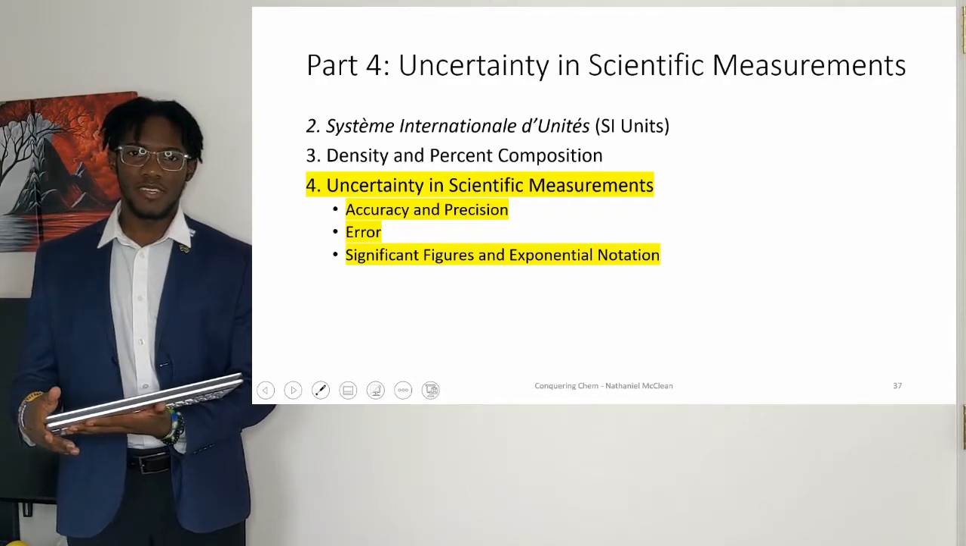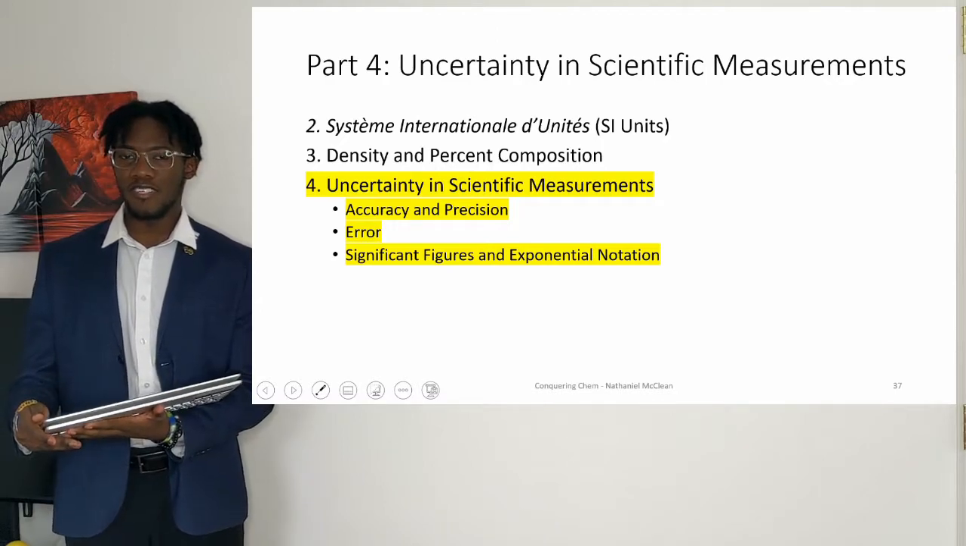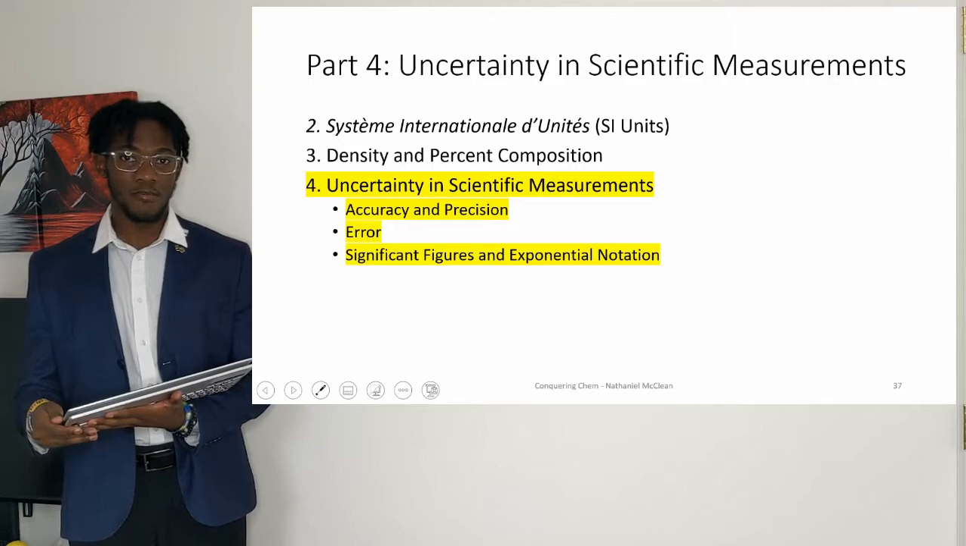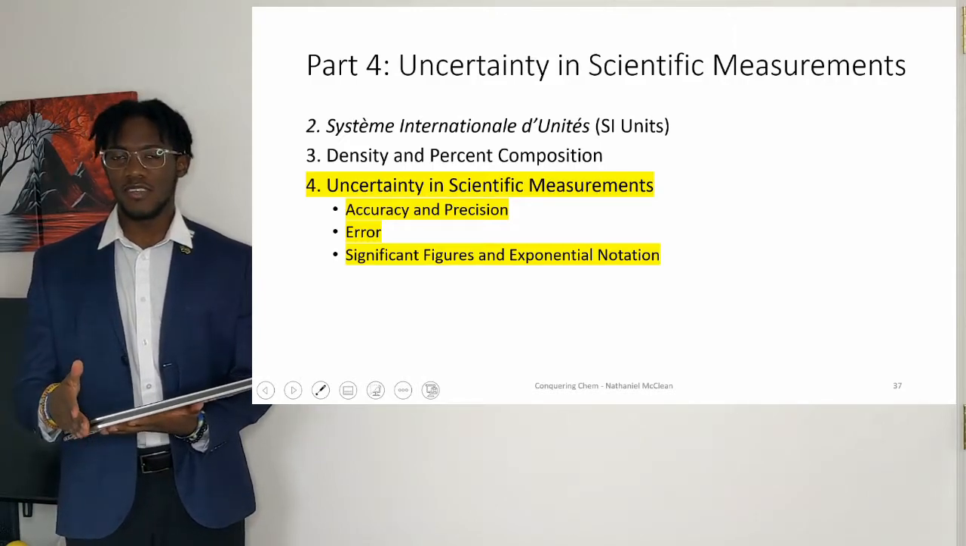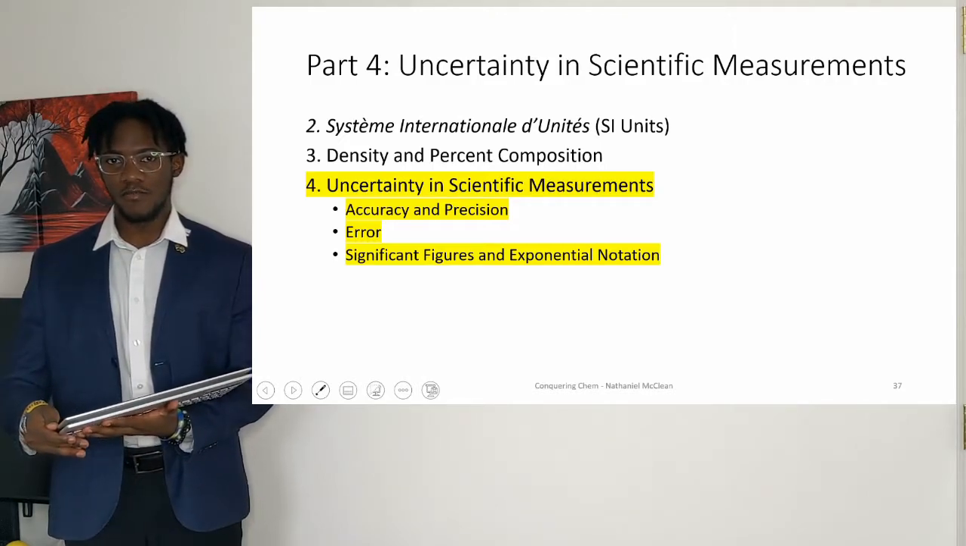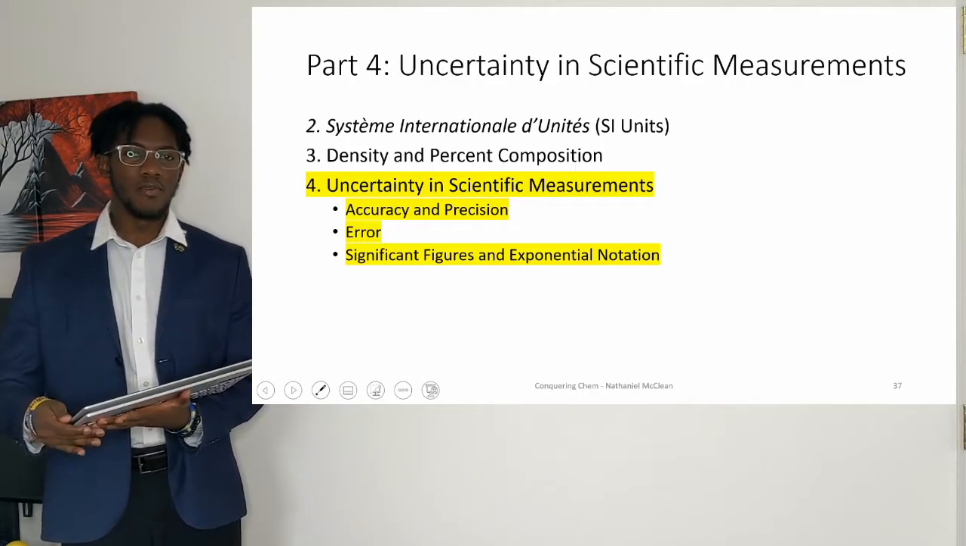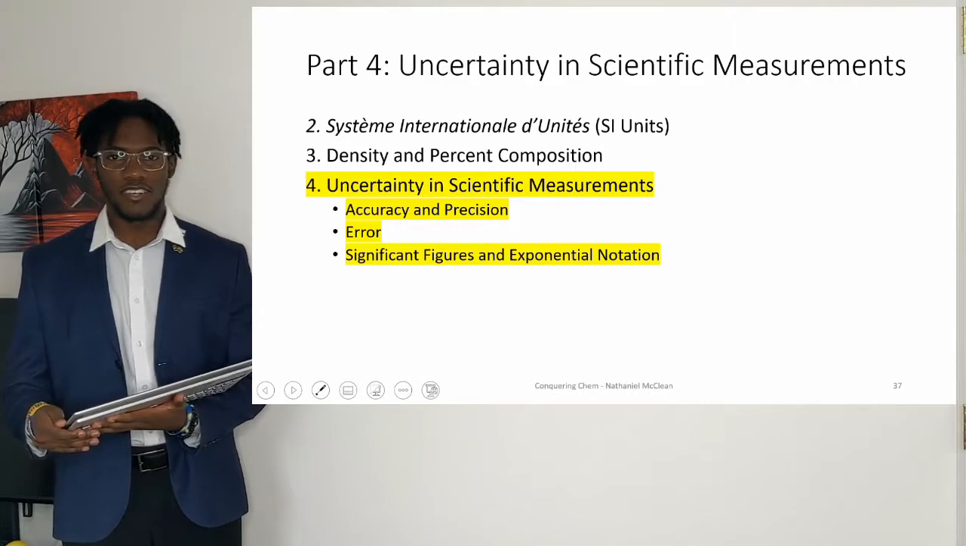My name is Nathaniel McLean, and today we'll be on part 4 of this chapter 1 series, part 4 being about uncertainty in scientific measurement. Just in case you missed it, part 1 was on the classifications of matter, part 2 we spoke about SI units and dimensional analysis, and part 3 we spoke about density and percent composition.